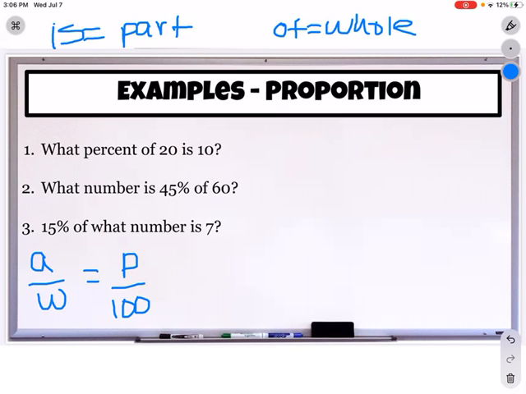Oh wait, sorry, we just did that one. What number, we're talking about number 2 now. What number is 45% of 60? So right away, I see my percent because there's a percent sign right next to it. So I can go ahead and plug that in. 45 over 100. And right next to that, I see the word of. When they're saying the word of, I know that they're talking about the whole. So of 60, I can go ahead and plug that in, of 60.